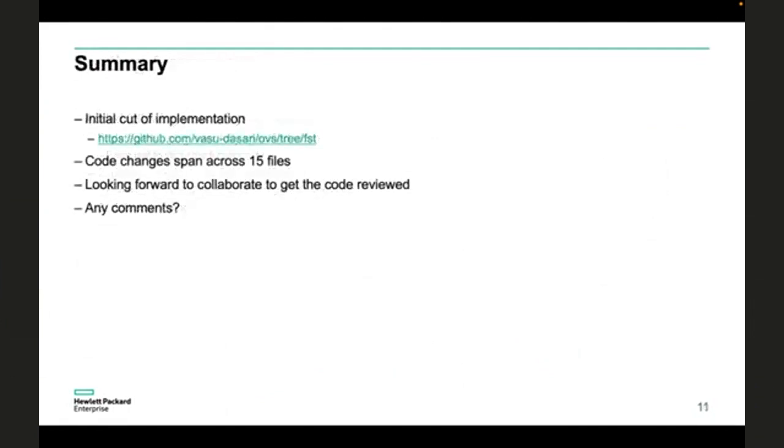The entire code for this work is on GitHub at the following link. I have a branch called FST, which is fully specified tunnels. In this repository, I'm fixing some legacy test cases. Once that is done, we'll send out a request for code review. Entire code changes span close to 15 files. Most of the changes will look like cookie cutters, but some in OFProto, DPIF, and tunnel.c need some close attention.